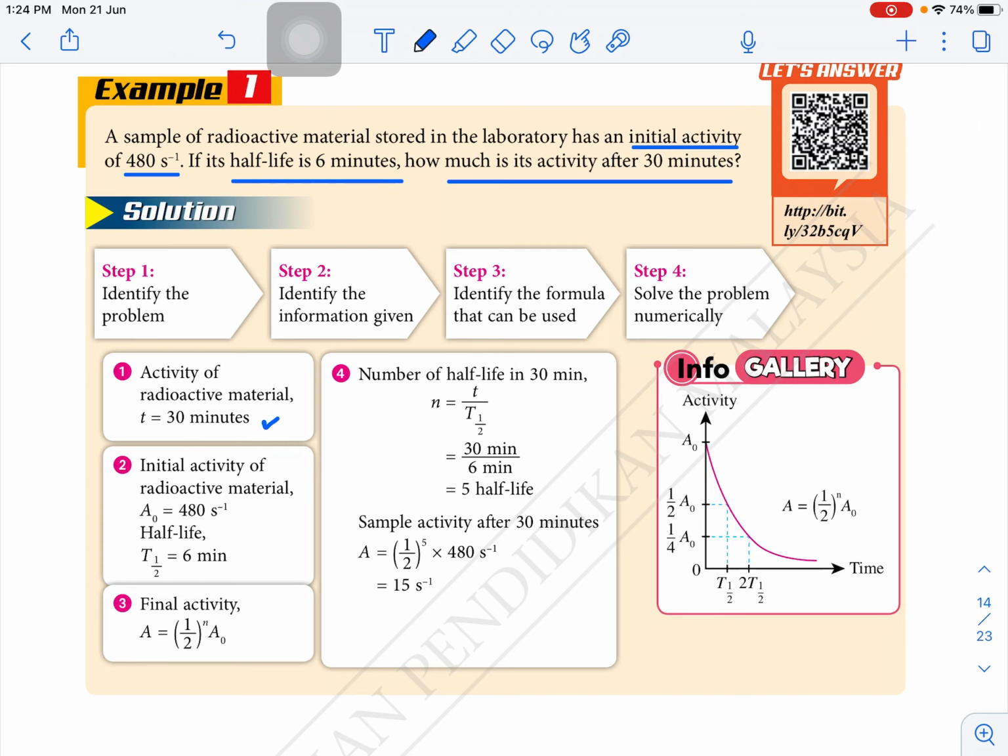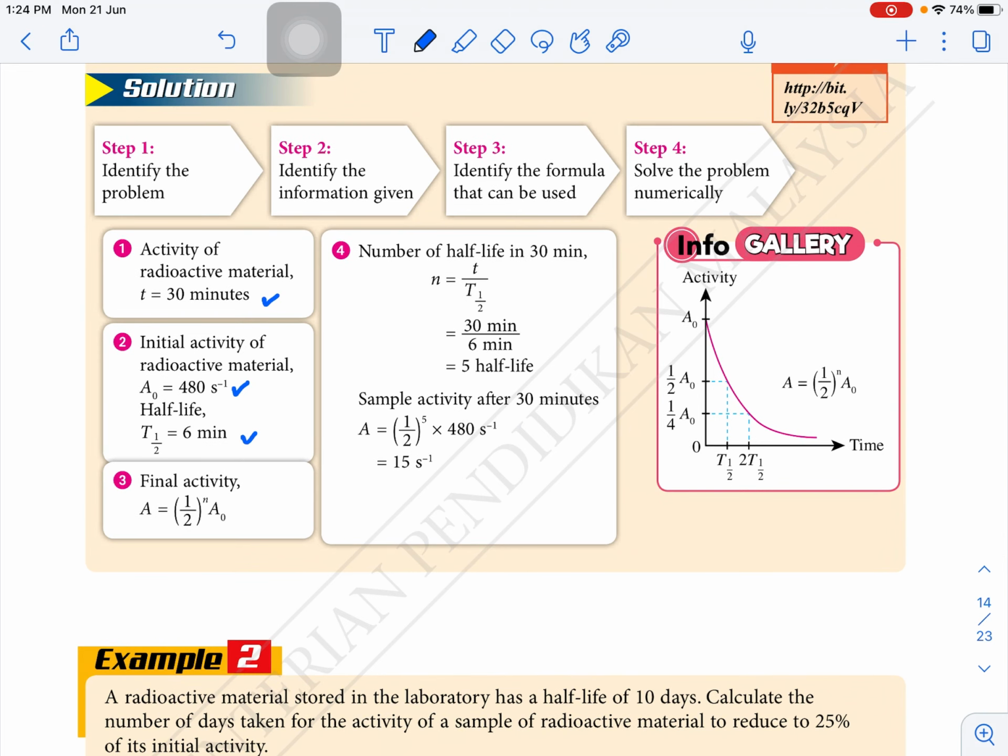Second step, we have to identify the information given in the question. From the question, it gives the information: the initial activity is 480, and the half-life is 6 minutes. So we go for the third step, which is to identify the formula that we are going to use to solve the problem. To get the final activity, we use the equation A equals half to the power of n times the initial activity.